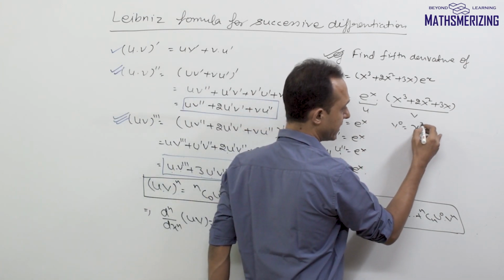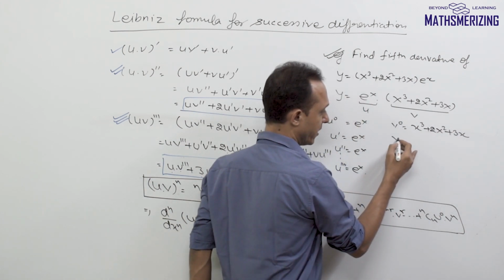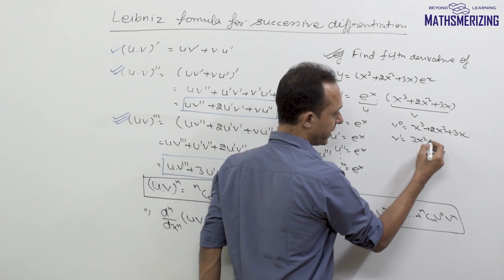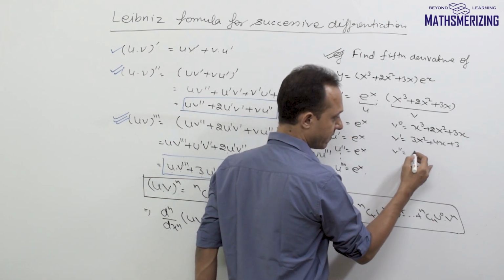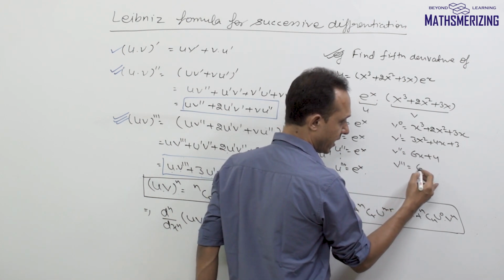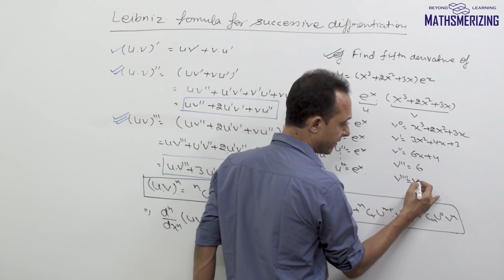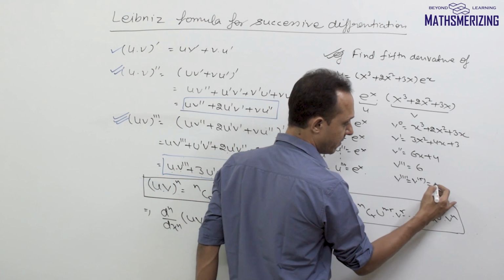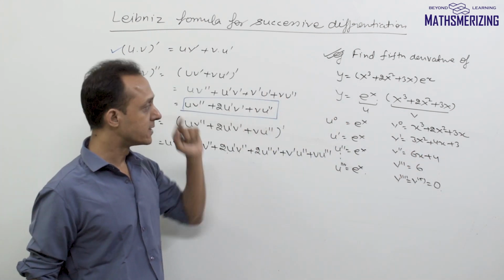the same function, which is x cube plus 2x square plus 3x. Now its first derivative will be 3x square plus 4x plus 3. Second derivative 6x plus 4. Third derivative will be simply 6. Fourth derivative and its fifth derivative will be simply 0. Now I can use Leibniz formula for successive differentiation.